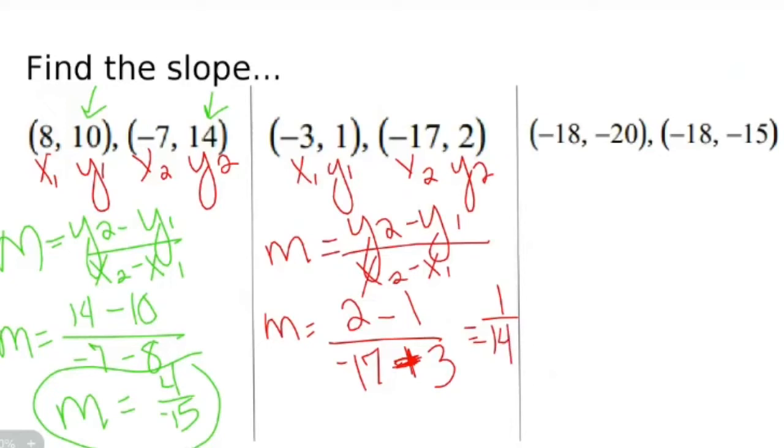That looks awful. So let me write it down here. Negative 1 over 14. If I have 1 divided by negative 14, positive 1 divided by negative makes the whole thing negative. Right? Okay. Yes.